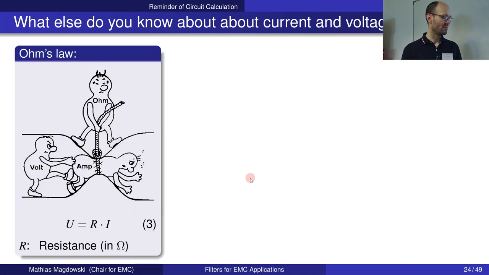Okay, so then what else do you know about current and voltage? You already mentioned Ohm's law. So current and voltage are proportional to each other at some resistor. The more current you have, the more voltage you get, or vice versa. So what other equations are there? Or what other circuit elements do you know in fundamentals of electrical engineering? Passive and linear.